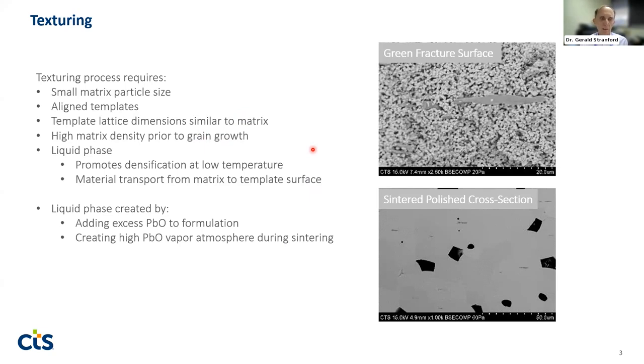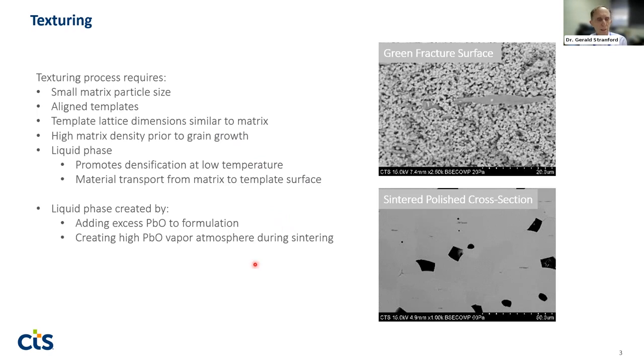And the way that's achieved is by liquid phase formation within the material during sintering. So that liquid phase will promote densification at low temperatures. And then later on in the cycle, as the grains are growing, it also acts as the mechanism to transport material from the small grains to the interface growing around the templates. So it's a solution reprecipitation process, moving the material and causing the grains to grow around the templates.